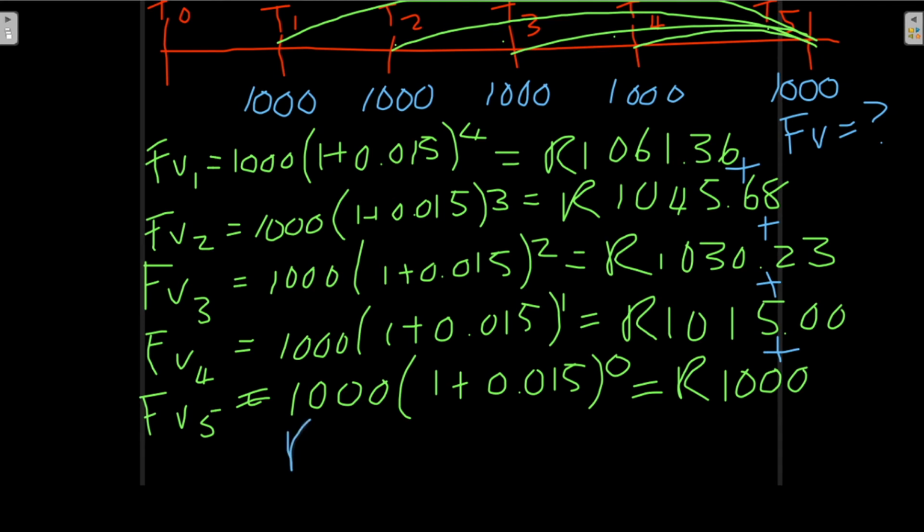And if you add them all, you get your future value, 5,152 rands. Okay, and again, this is a very tedious process, and we would like to find a formula for the future value of an annuity that will be a lot easier, where we can just substitute to get the future value of an annuity.